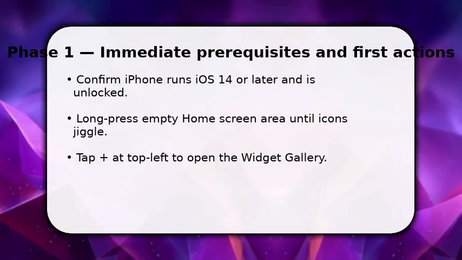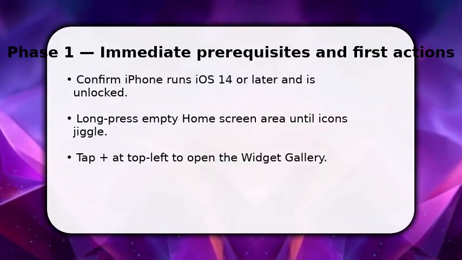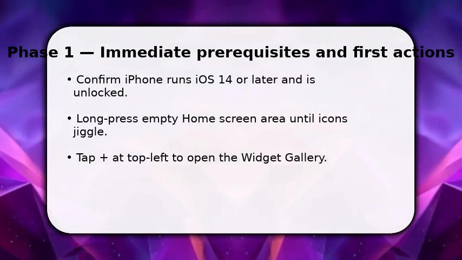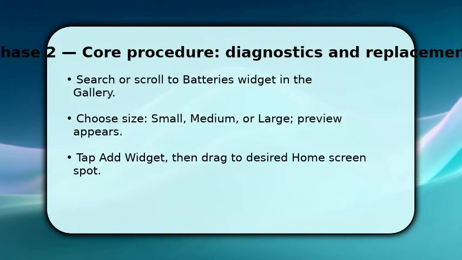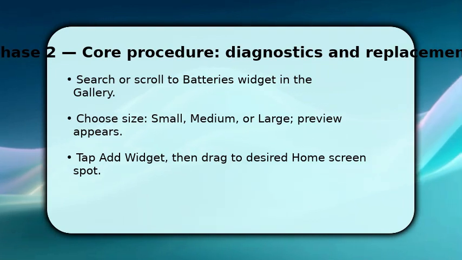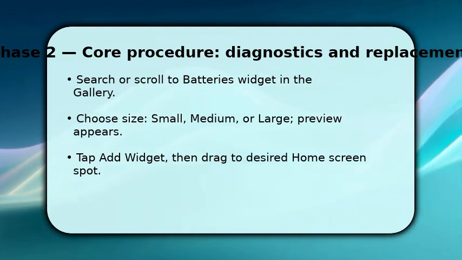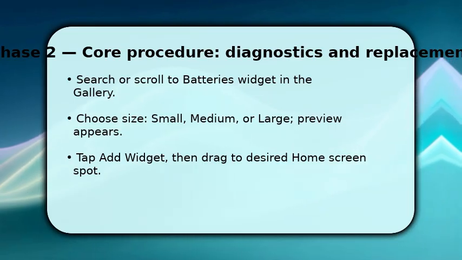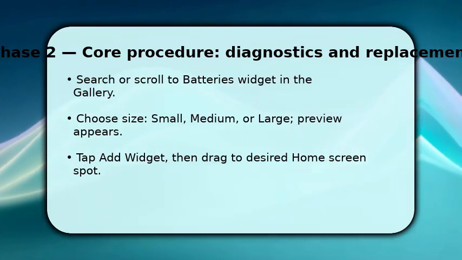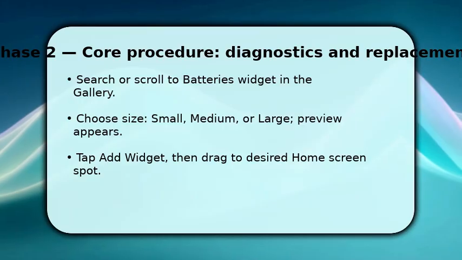Make sure Bluetooth is on if you want to show accessories like AirPods. You scroll or search to find the batteries widget in the gallery because it lists device and paired accessory levels together. Choose between small, medium, or large sizes. The small shows percentage, medium shows multiple devices.